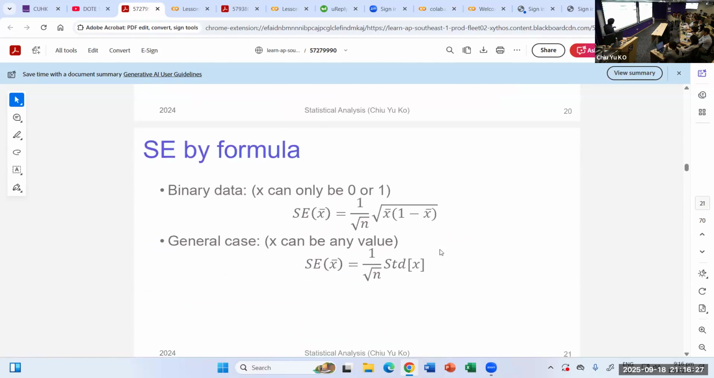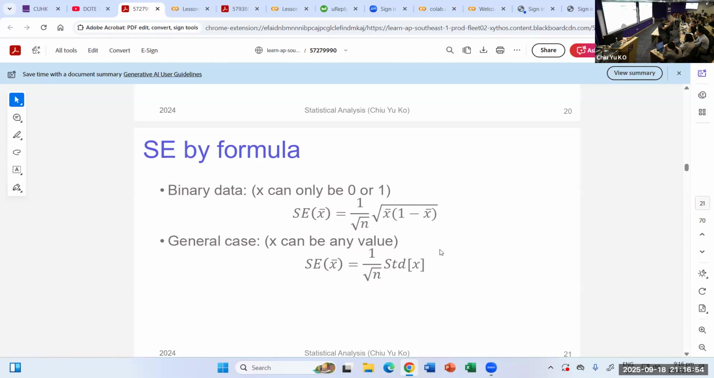Now, this is the formula. I'm sorry, I'm not going to derive it. You learn this from undergrad. Okay, this is the formula. In general, the SE is just SD, standard deviation, divided by root n. This is very simple. So let me try to explain what it is.